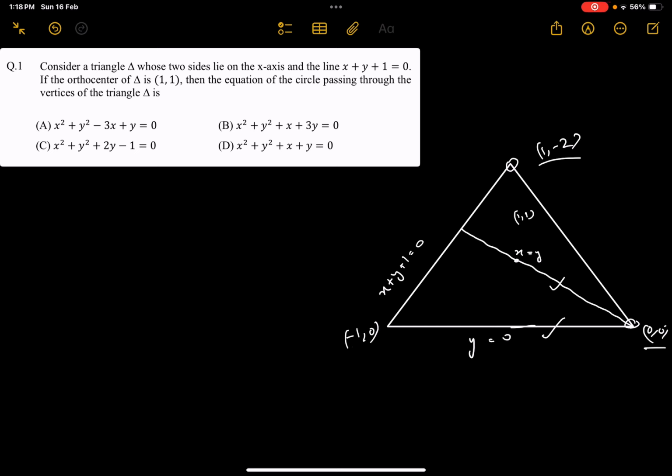so the circle passing through them is option B only, because we have 3 points, so we'll get a unique circle. And checking, minus 1 comma 0 lies on the circle, yes. 0 comma 0 lies on the circle, yes. And 1 comma minus 2 also lies on the circle. So answer is B.